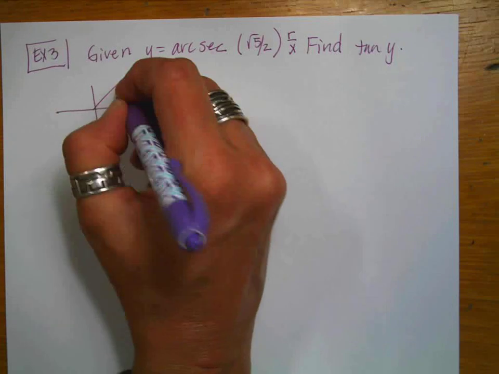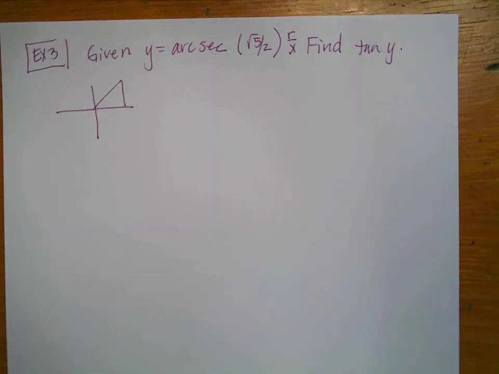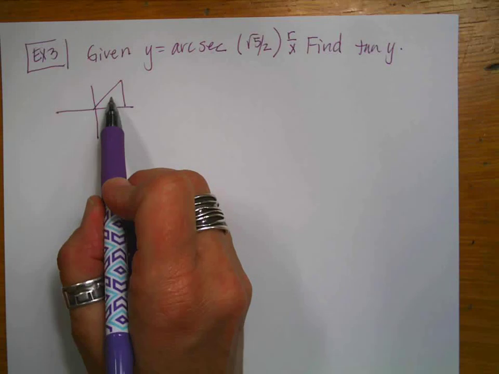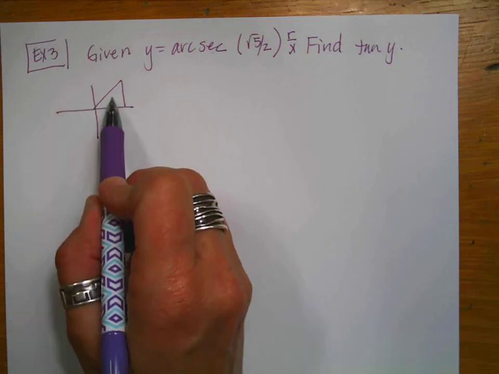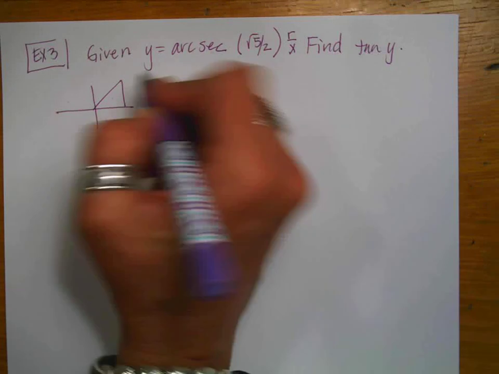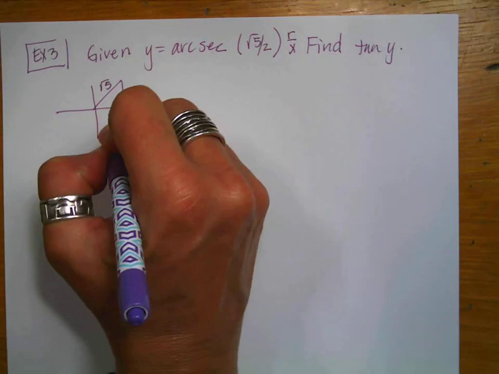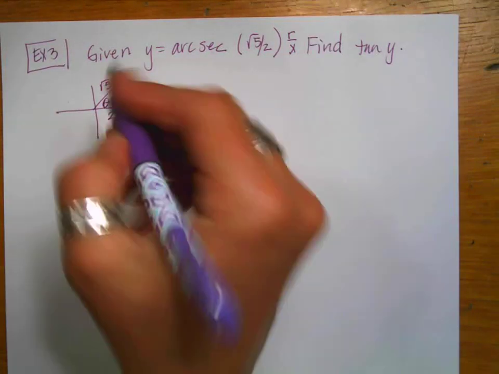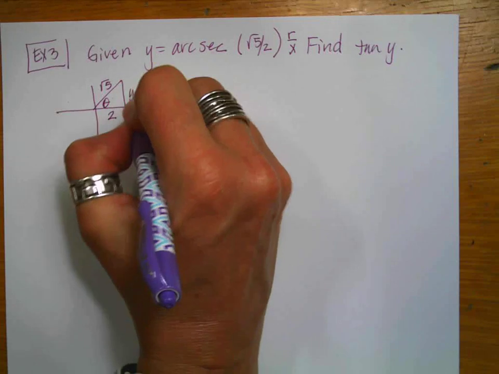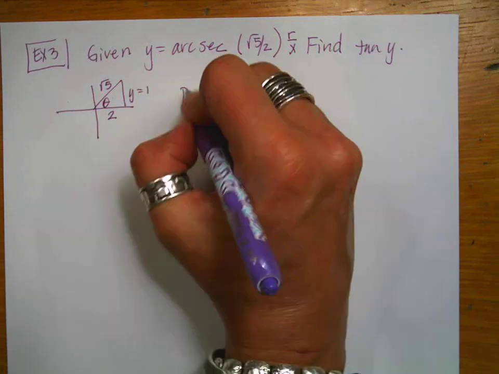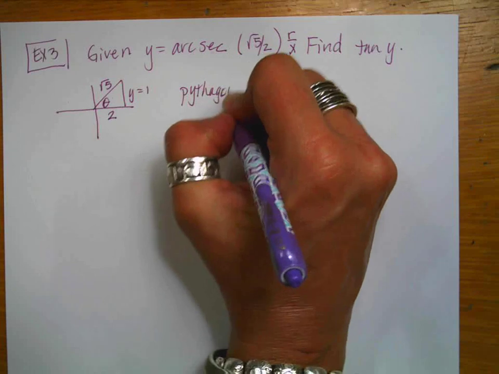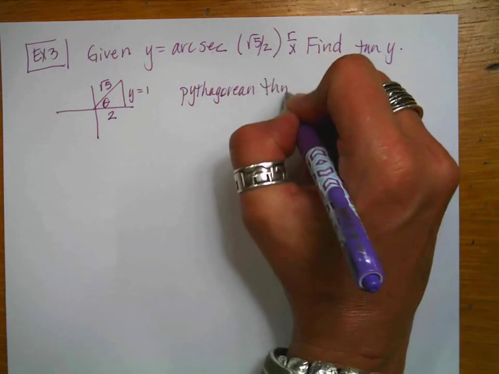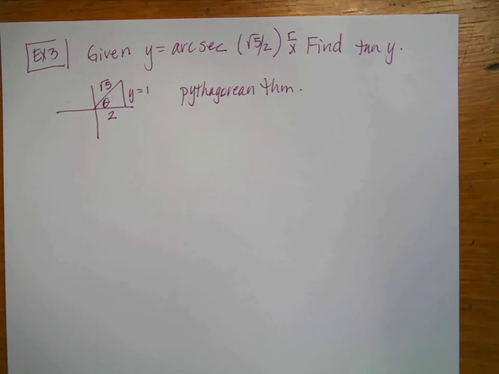Okay, so when I draw my reference triangle, arc secant is the reciprocal of cosine, so that means the domain has the same restrictions as cosine. Arc cosine is limited to the first and the second quadrants. Cosine is positive in the first quadrant, so I'm going to make this be radical 5. This is 2, okay? And then again, by the Pythagorean theorem, I can find that y is equal to 1, okay? And since you're in big kid math, I'm assuming that you can pull that off, okay?